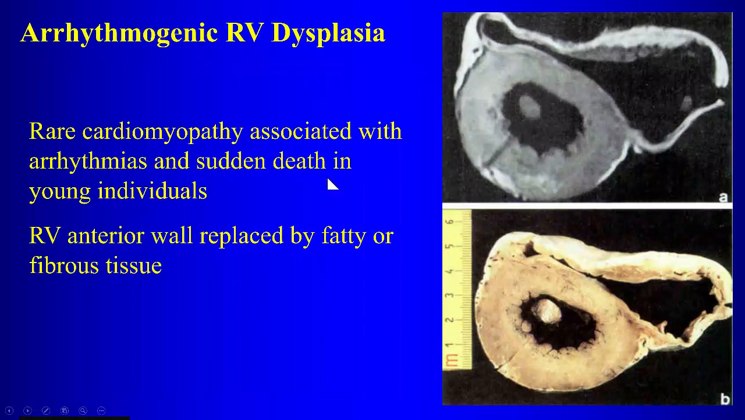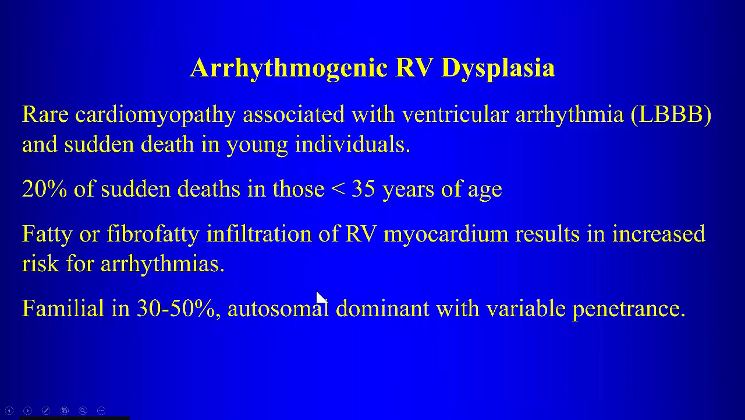So this is fibrofatty replacement along the free wall of the right ventricle. And so this can cause arrhythmias, especially in young patients, and can be a cause of sudden death. It can be familial, so if one person in the family is diagnosed with this, they may send other patients for screening. So it's a rare cardiomyopathy associated with ventricular arrhythmia. It's said to cause 20% of sudden death in those less than 35 years of age. And it causes fibrofatty infiltration of the free wall of the right ventricle, autosomal dominant with variable penetrance. Okay.